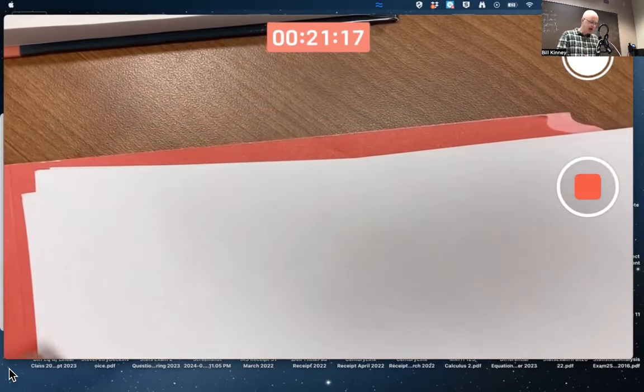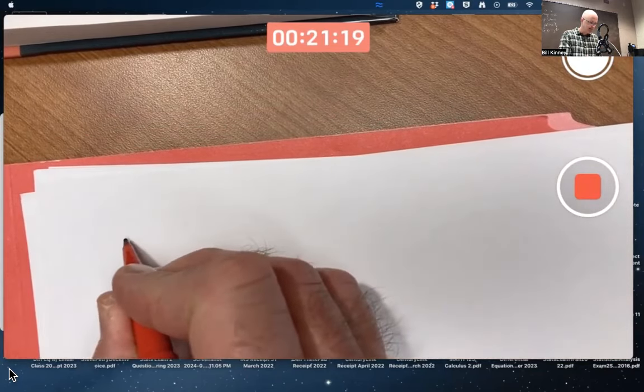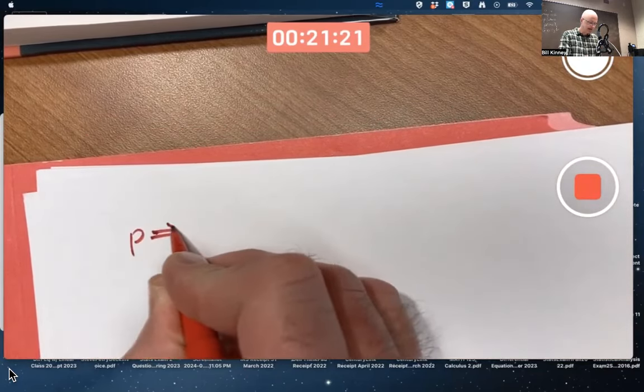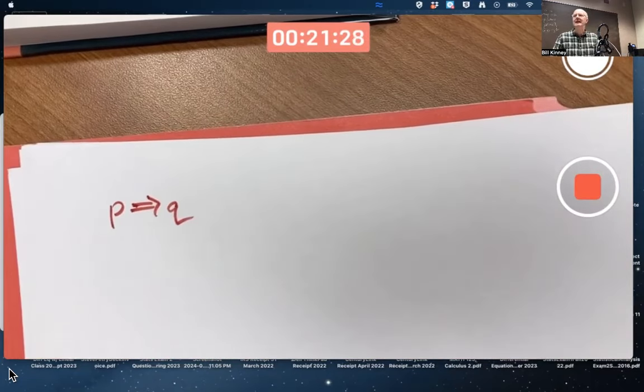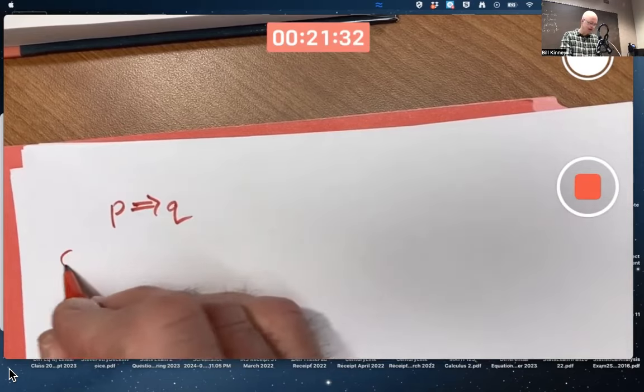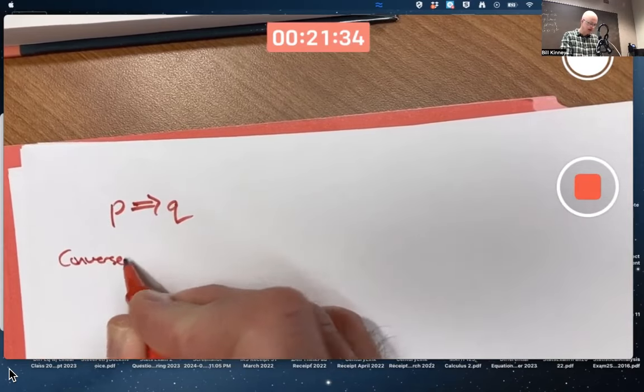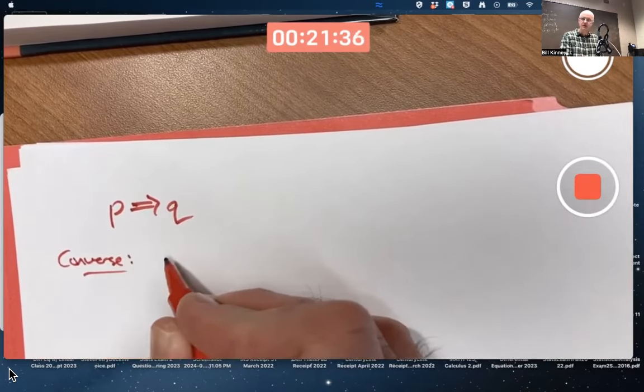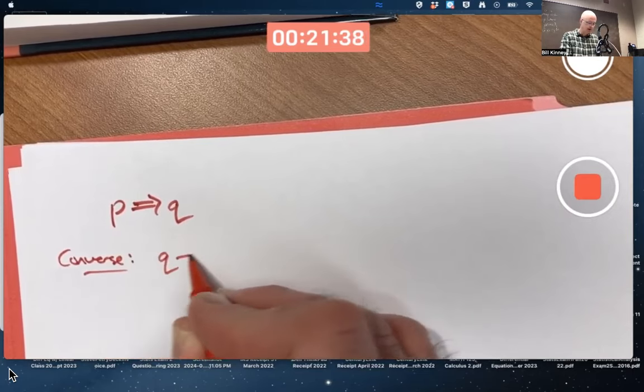If you've got an implication, P implies Q, its converse implication is to switch the P and the Q around: Q implies P.